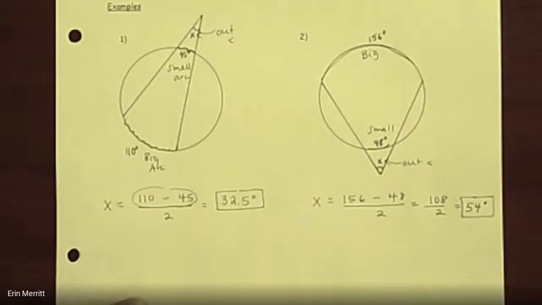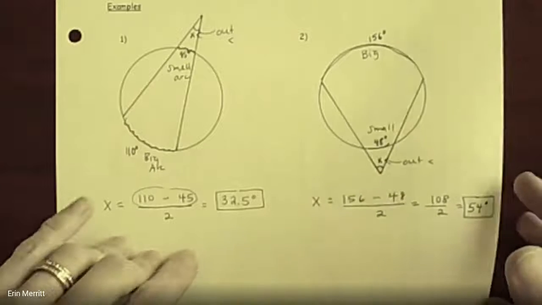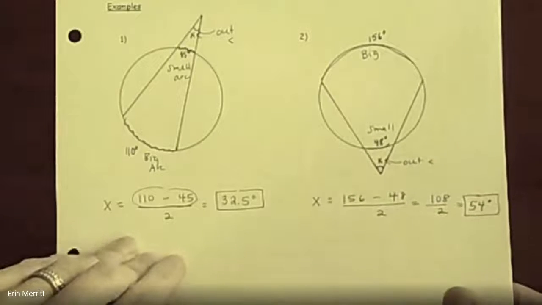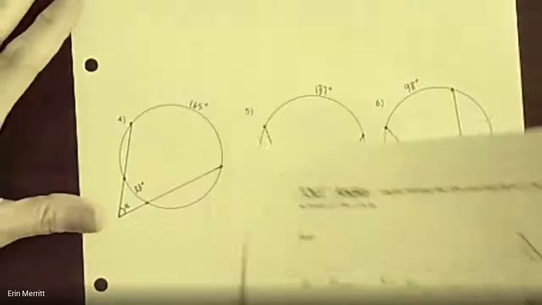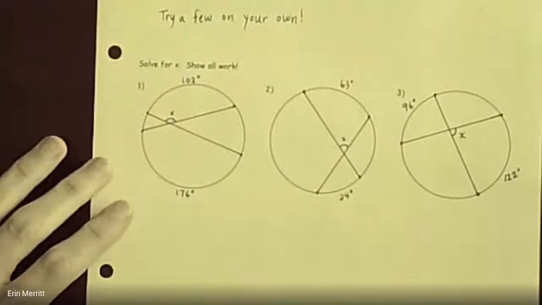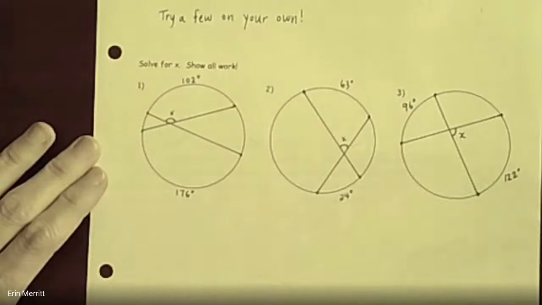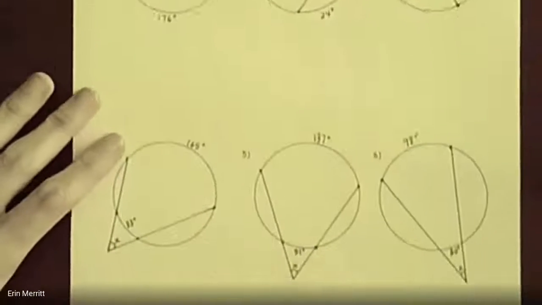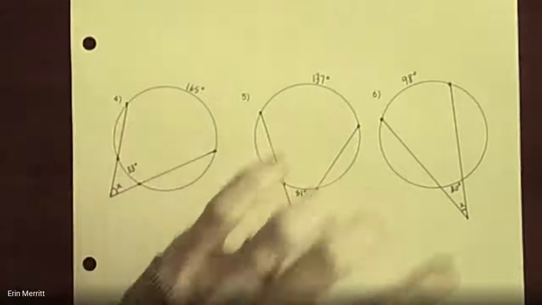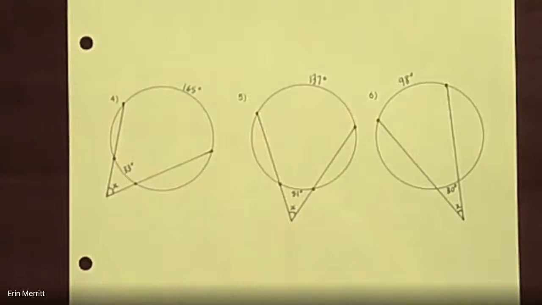All right, that's it for now. There is one more page of the notes for those of you that are able to print them off the website. There are practice questions back here. The first 3, you can see all of them fall inside the circle. Those are all examples of in angles. The last 3, they all fall outside the circle. Those are all examples of out angles. So try a few to practice.